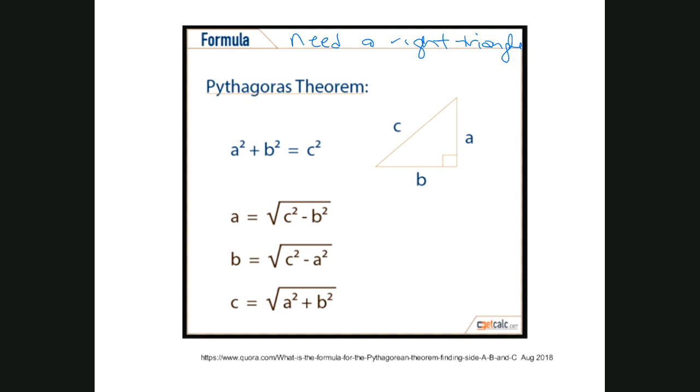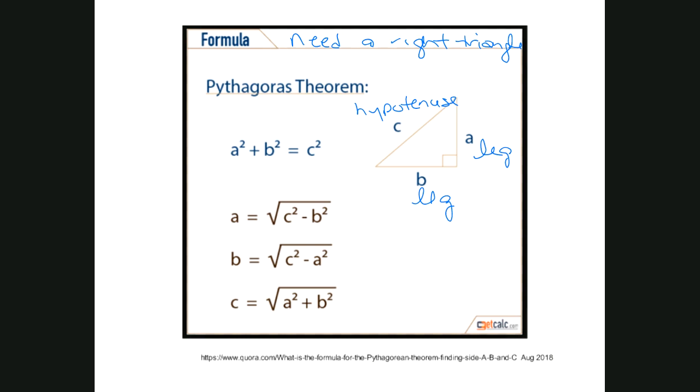The two line segments that are connecting that right angle are called legs. I'll just call this leg A, and this is leg B. And the longest side, which is opposite the 90-degree angle, is the hypotenuse, the longest side of your triangle.